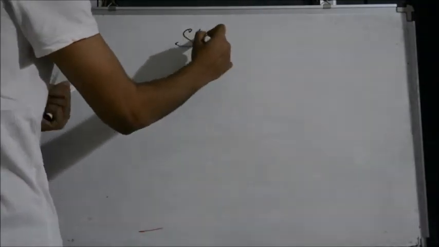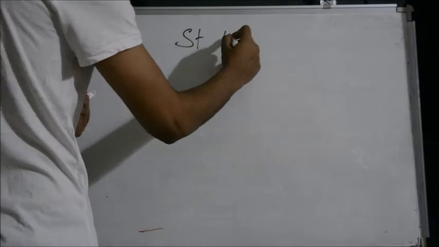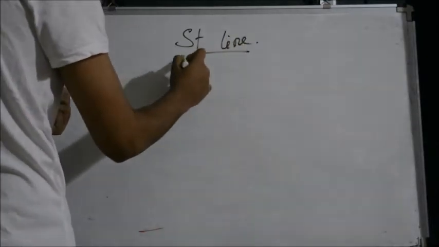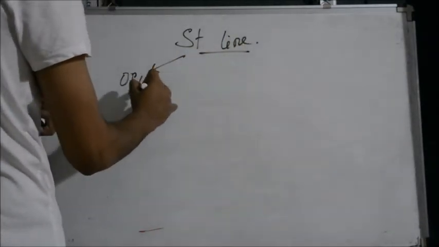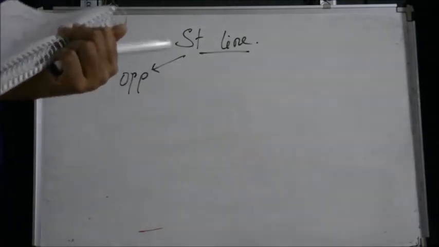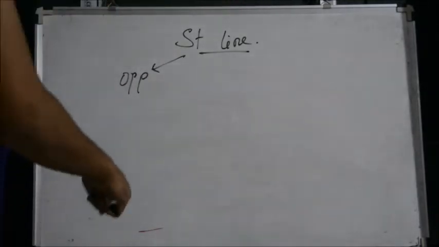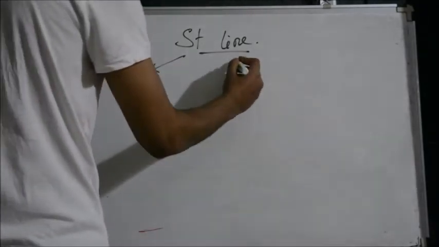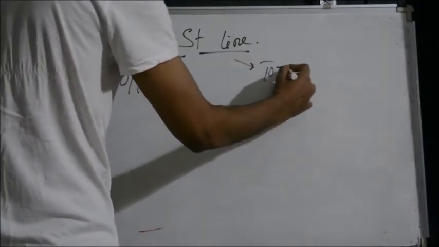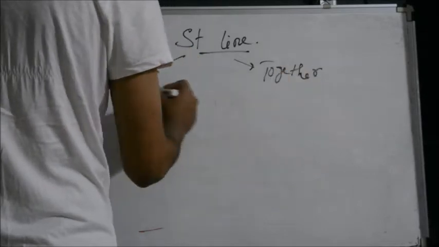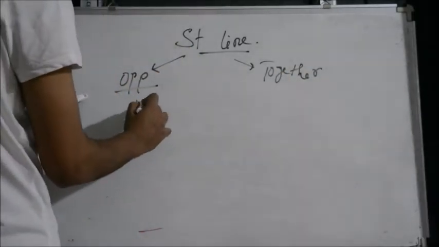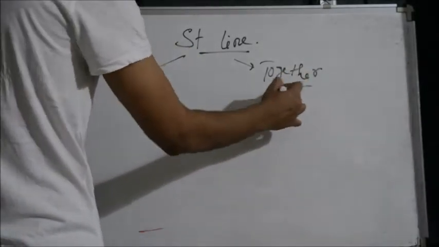For a straight line, there are two cases: one is exactly opposite, and another one is together. Opposite means we have 180 degree, and together means we have 0 degree.